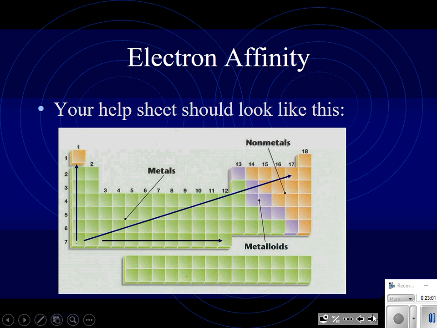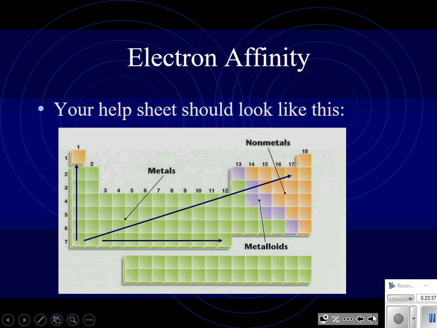As we go up a group, it increases. As we move across from left to right of the period, it increases. So, who will have the greatest electron affinity? Who wants to attract the most electrons? Once again, let's not talk about noble gases because they're already filled. They're different, guys.